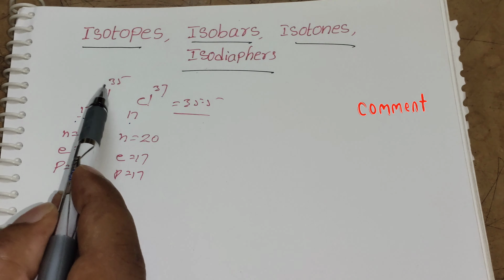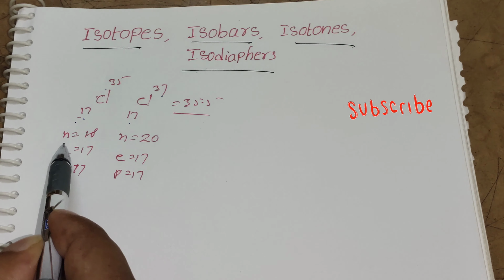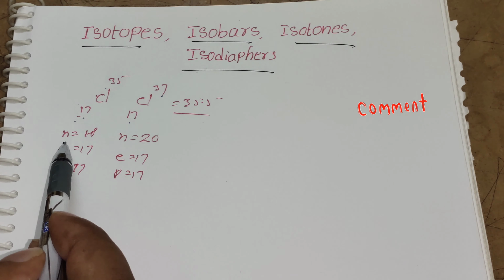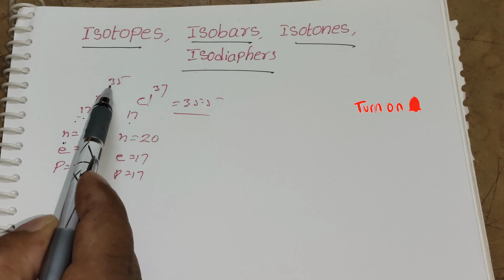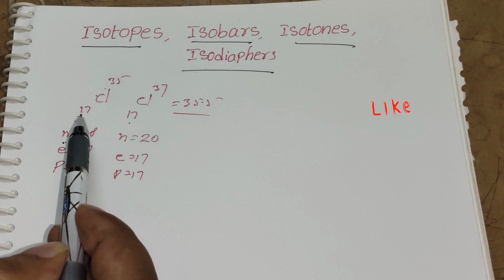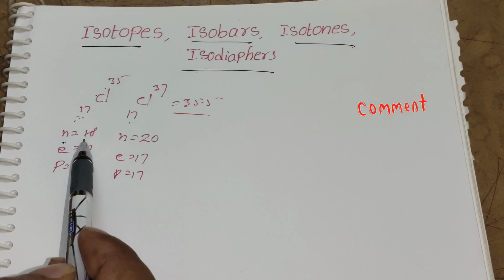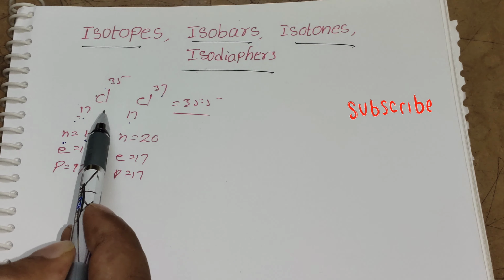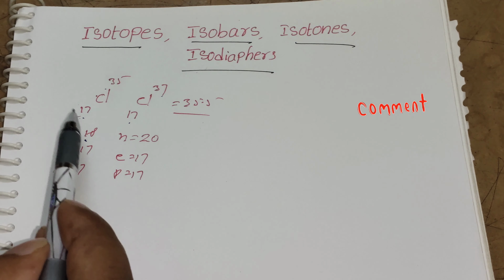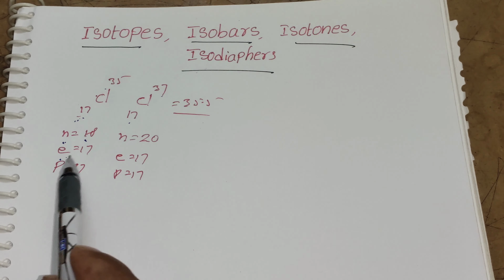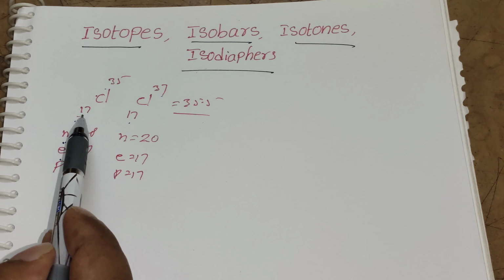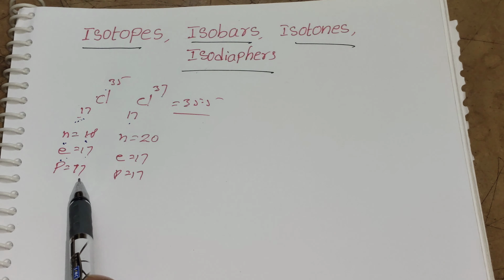In chlorine-35, the number of neutrons is 18. How are we getting the number of neutrons? From the mass number we subtract the atomic number. We get 18 as the number of neutrons of chlorine. And the number of electrons equals the atomic number, that's why it's 17. And the number of protons is 17.